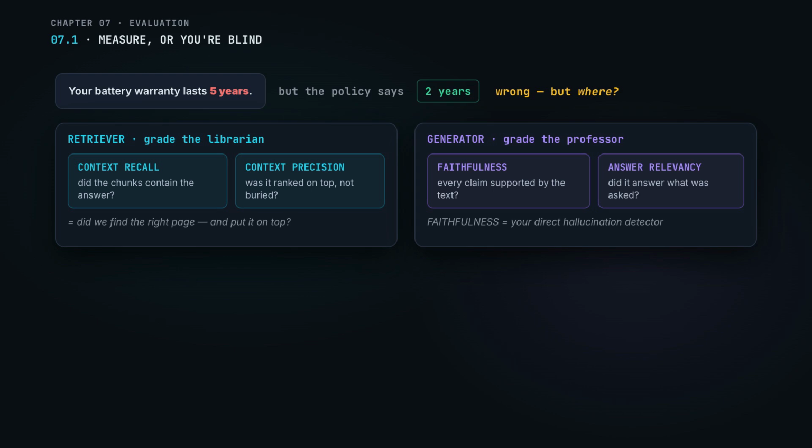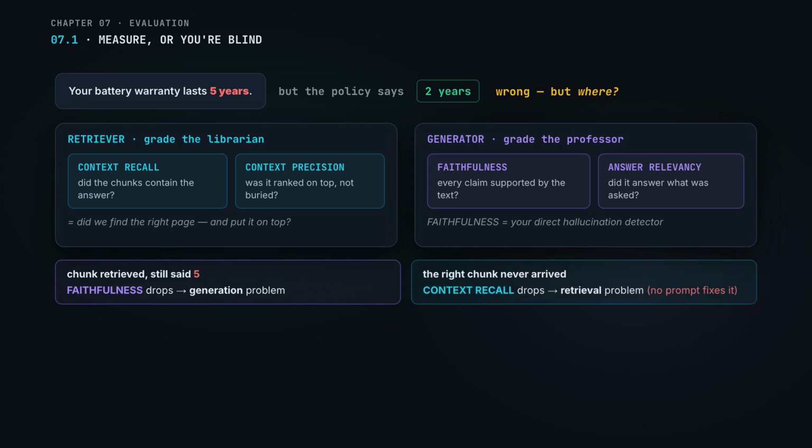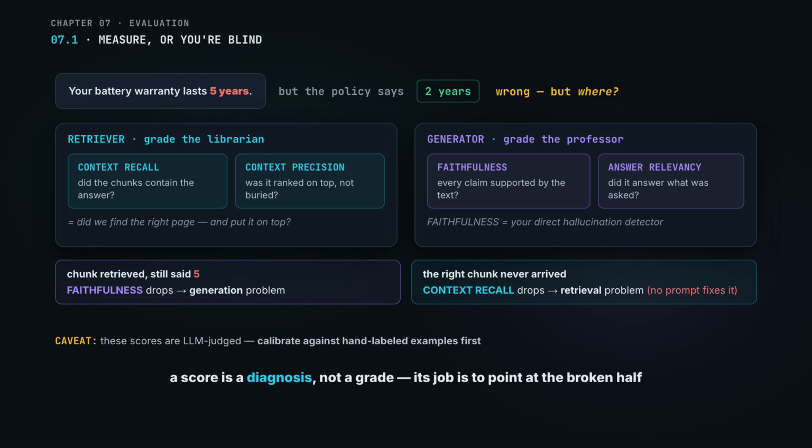Now watch how this pinpoints the bug. If the correct 2-year policy was retrieved, but the model still said 5, faithfulness drops. It is a generation problem. But if that policy chunk never arrived at all, context recall drops instead. That is a retrieval problem, and no amount of prompt tuning will ever fix it. 2 honest caveats. These 4 scores are themselves judged by a language model, so calibrate them against a batch of hand-labeled examples before you trust any threshold. And remember what a score is really for. It is a diagnosis, not a grade. Its only job is to point at the broken half.